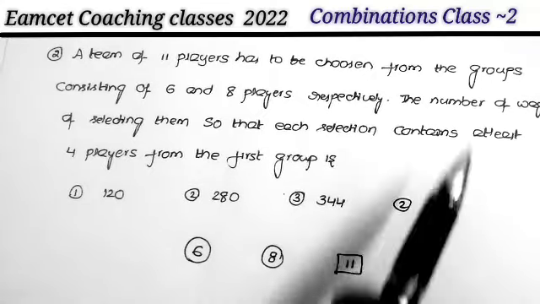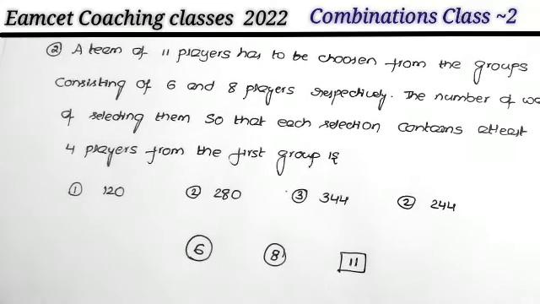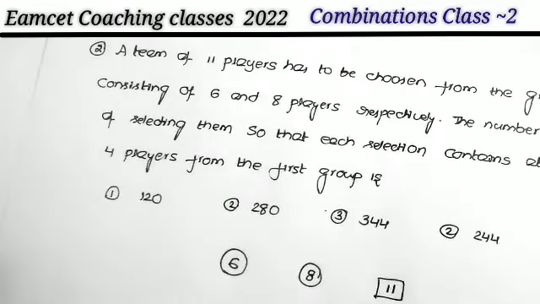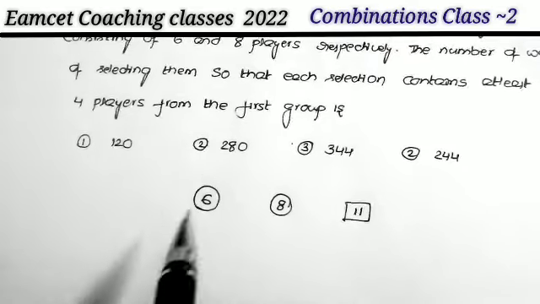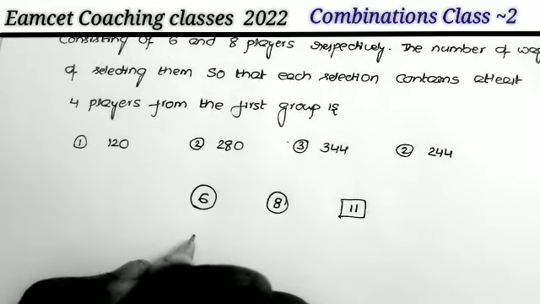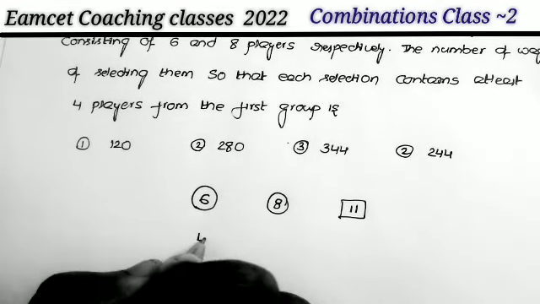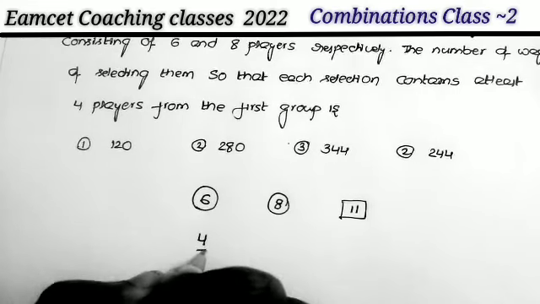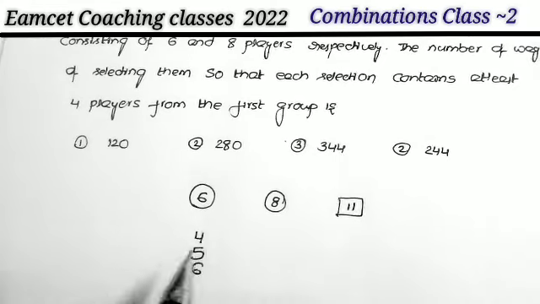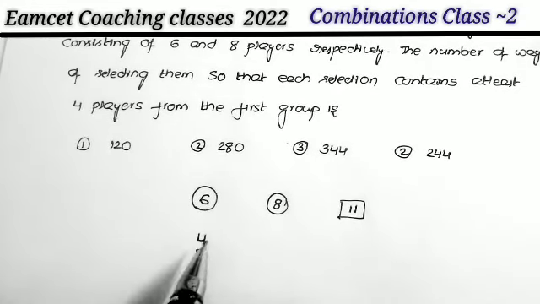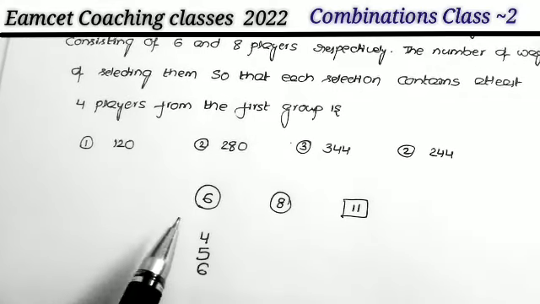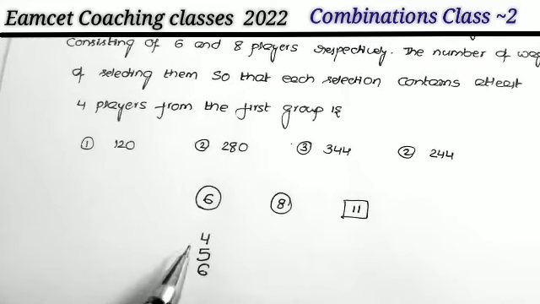Now what is the condition given? The number of ways of selecting them so that each selection contains at least 4 players from the first group. At least 4 members from the first group means we have to select 4 members, or 5 members, or 6 members from the first group. We don't take the numbers 3 to 1, since the condition is at least 4 members from this group, that is 4 or 5 or 6.